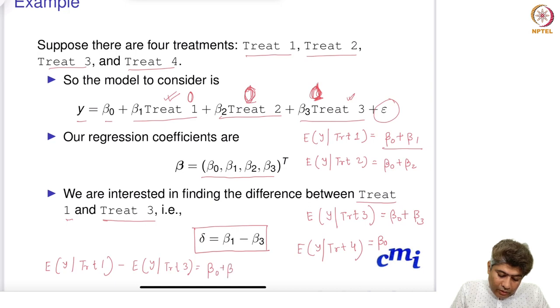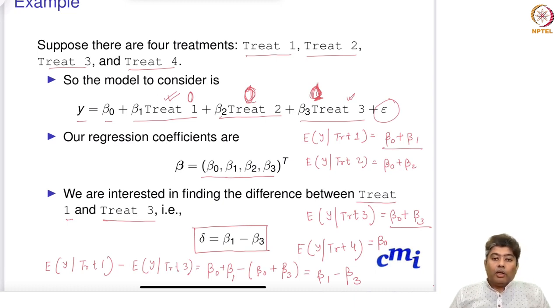Beta naught plus beta 1 minus, what is y given treatment 3? This is beta naught plus beta 3. So what are we left with? Beta 1 minus beta 3. So if I am interested in measuring the difference between the expected level for treatment 1 and the expected level for treatment 3, then basically the difference between beta 1 and beta 3 is good enough.